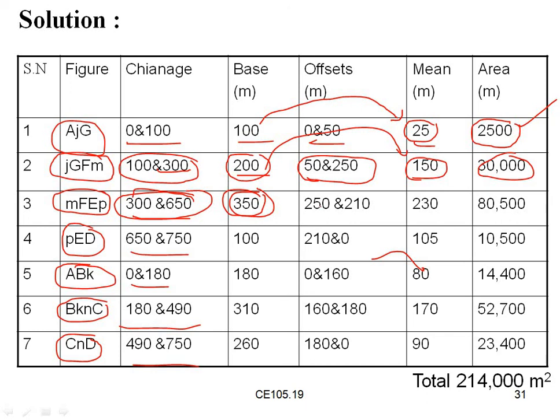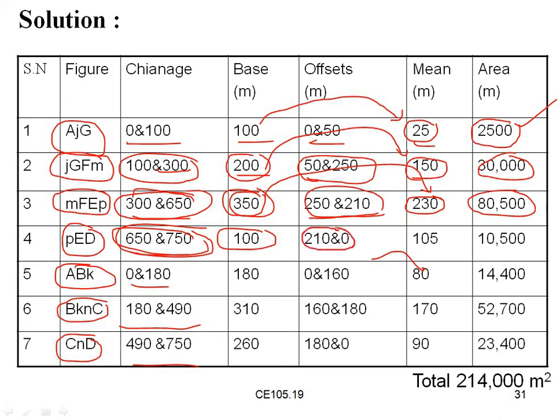So from 350, your offsets are 250 and 210. 250 plus 210 by 2, then we will get 230. So again 350 into 230, you will get 80,500. Like this we have to do the chain edge operations. Again PED, 650 and 750. From 750 minus 650, you will get 100. And again the offsets are 210 and 0. So 210 by 2, you will get 105. So 100 into 105, we will get 10,500 meters square.